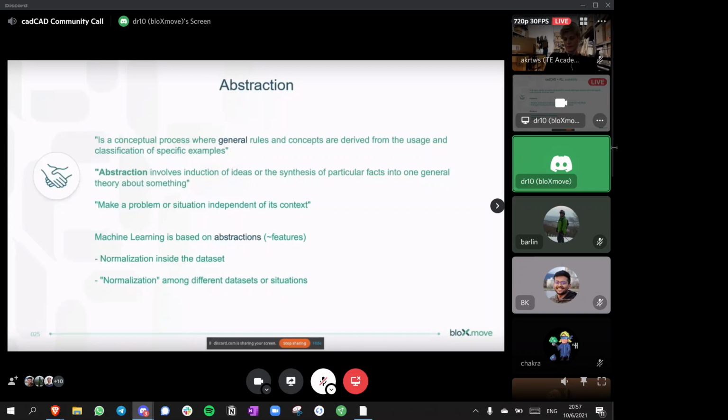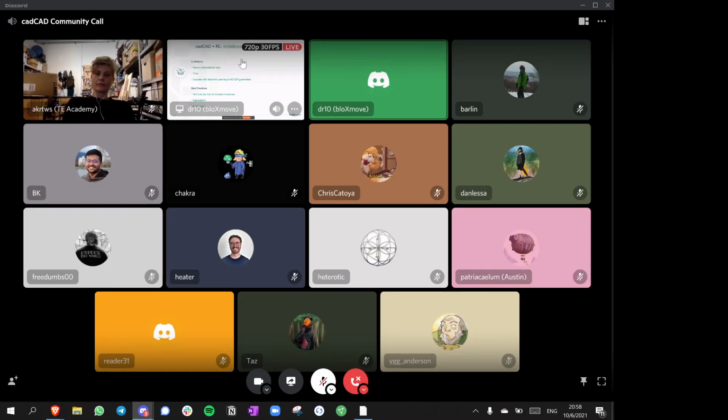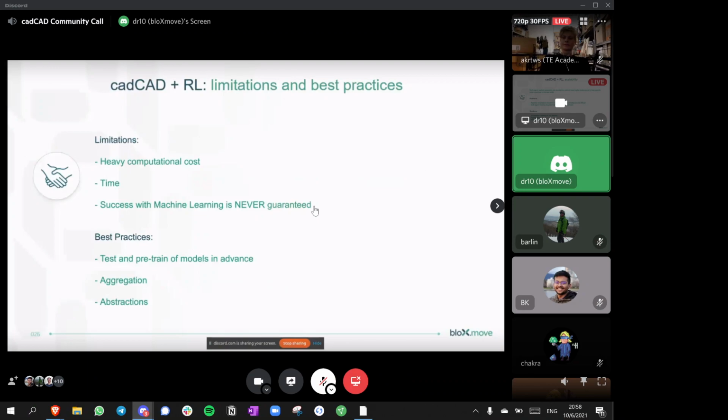So just a quick summary of the limitations of reinforcement learning. Heavy computational cost, time, and remember, success in machine learning is never guaranteed. Remember one of the first slides: if you automate a positive process, you are going to leverage it in a positive way. If you automate a process that is driving you in the wrong direction, you are going to go in the wrong direction much faster, and then you're not going to be able to recover. And the best practice, keep it simple.